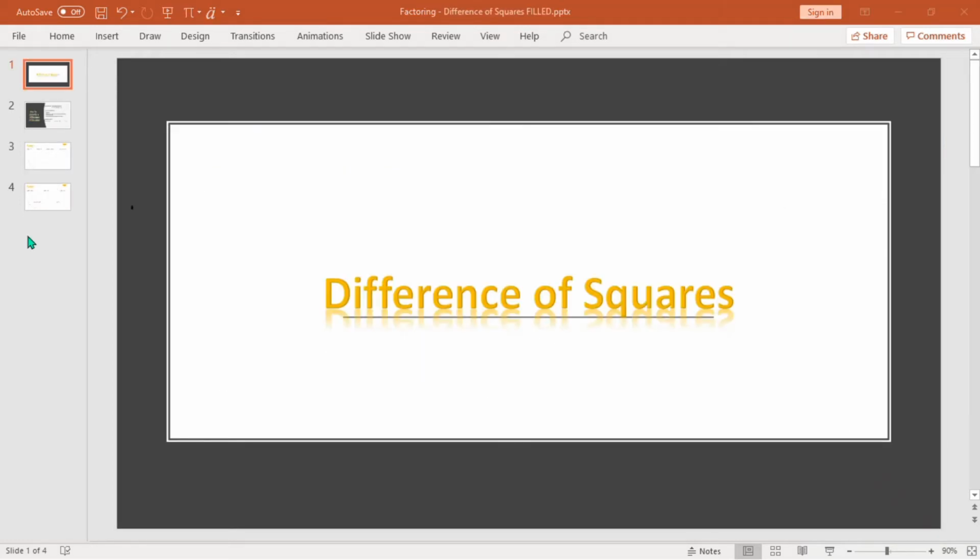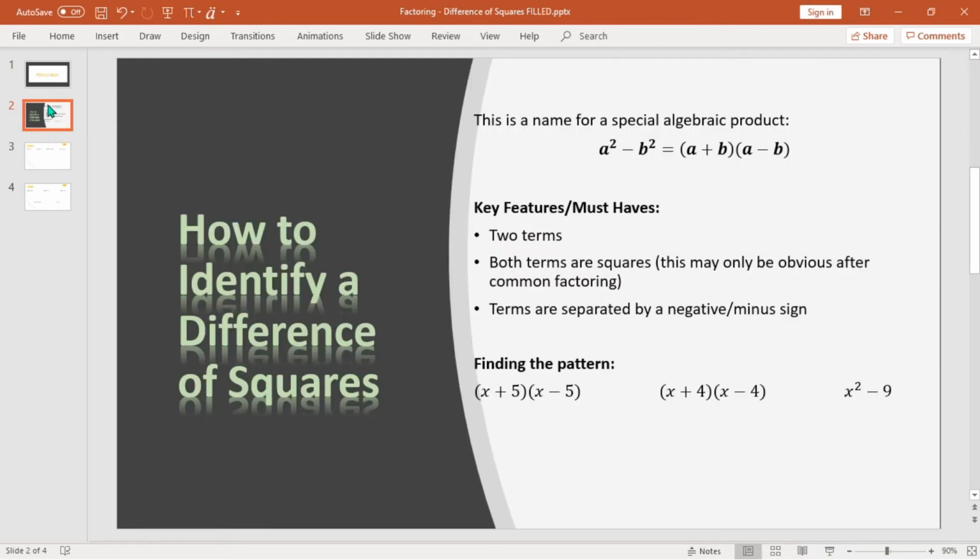Let's talk about difference of squares, what that is, how to recognize it, and how to get what I consider to be free marks. So a difference of squares, it's a name for a special algebraic product, and you can see that definition, and it's on your formula sheet as well, right up here. Now, you'll notice it's saying a squared minus b squared can be factored into a plus b, a minus b.